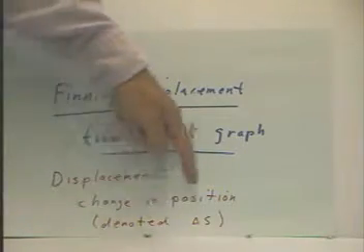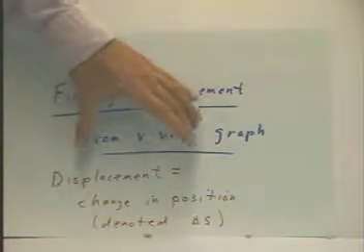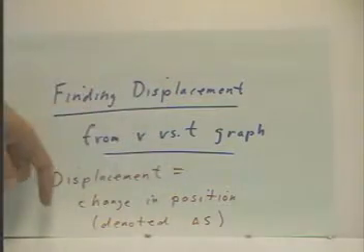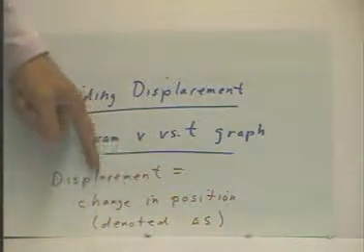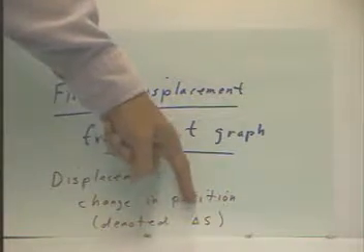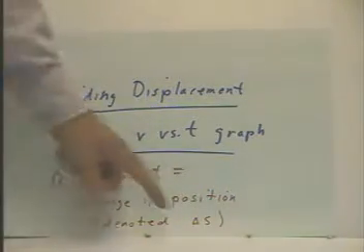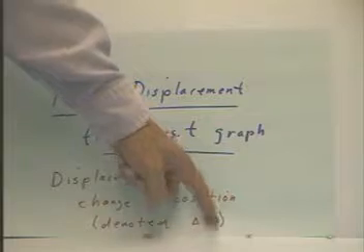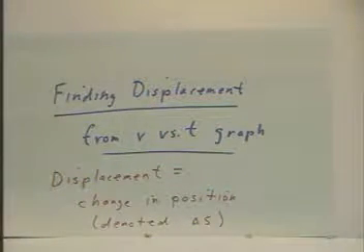Whereas distance is always going to be positive. We don't talk about negative distances, we talk about negative displacements. We denote displacement by delta S. If we want to denote distance, we'll often put absolute value signs around delta S to show that the quantity is always positive.